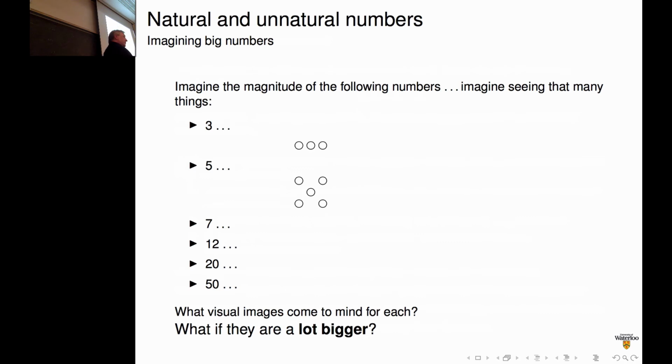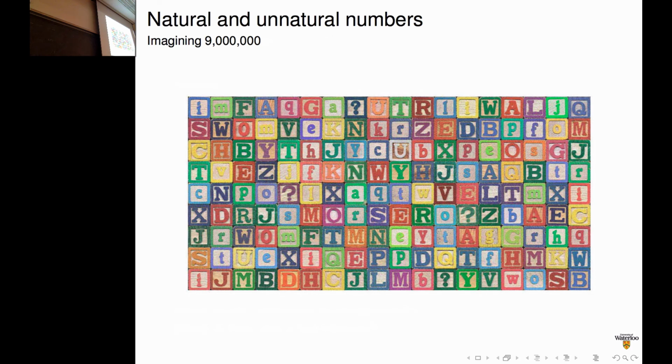12, okay, 2 6s. 20, it's getting a little harder. 50 is getting a little harder. Maybe I have to do 5 by 10 things. And think about what if they got a lot bigger? These numbers are still puny and they start to get difficult to imagine. So for example, the number 9 million. Can you imagine how big 9 million is? It's pretty hard. Well, that's actually a visual representation of 9 million.